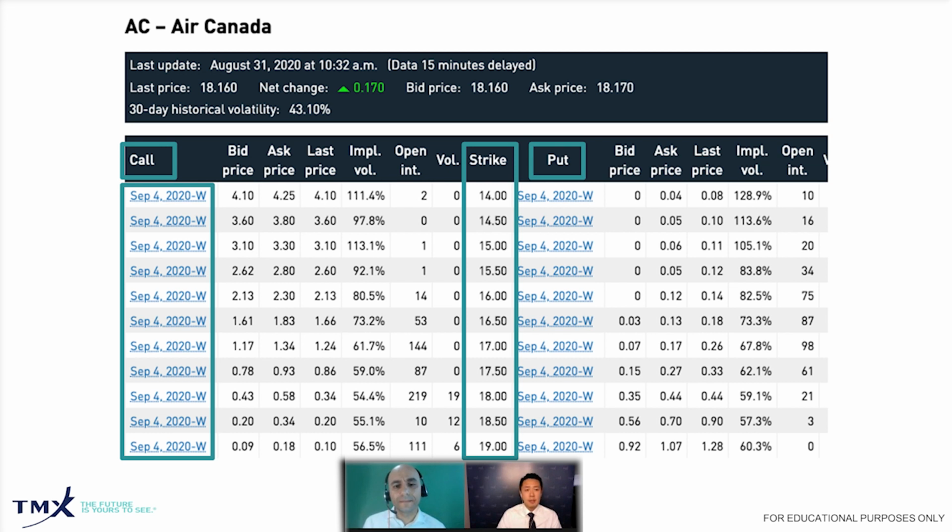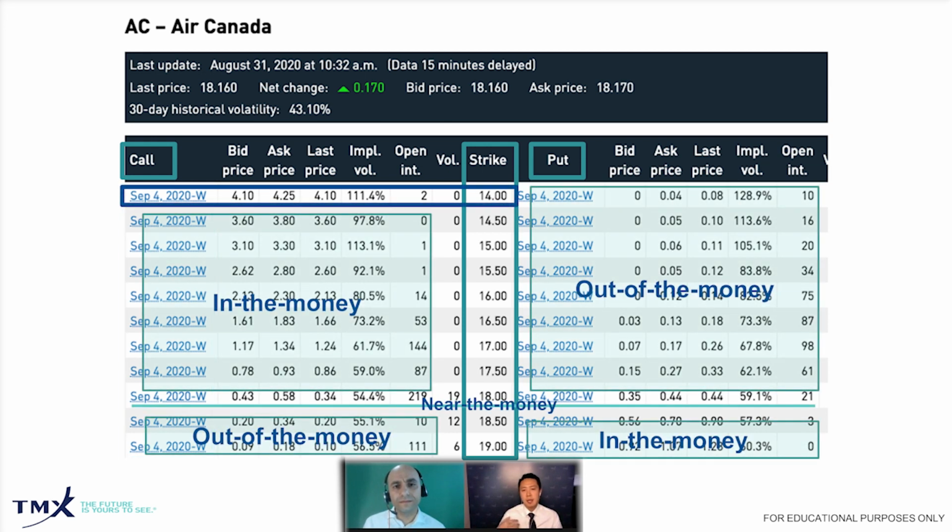That's a good question, Ryan. The reason is because some of the options are in the money and some of the options are out of the money. Now, in the money options are going to cost more because they have, now remember, intrinsic value. These again are new terms, so let's break it down and see what they mean.